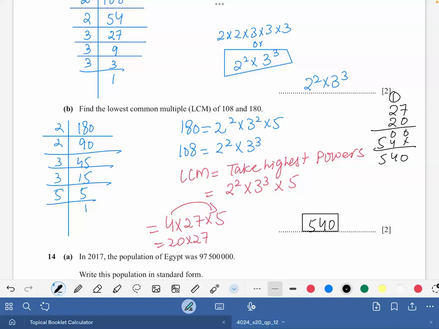Okay, this question was for LCM. If you get a question to find HCF, what do you have to do? Take the common only. For example, if we had a question here: what is the HCF of 180 and 108?